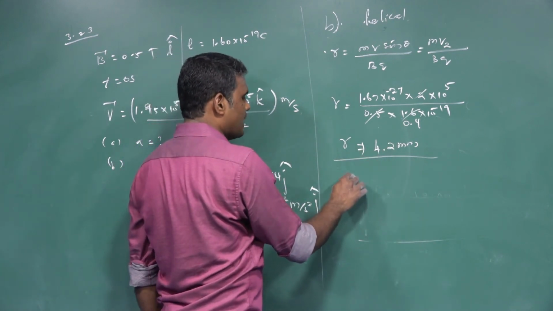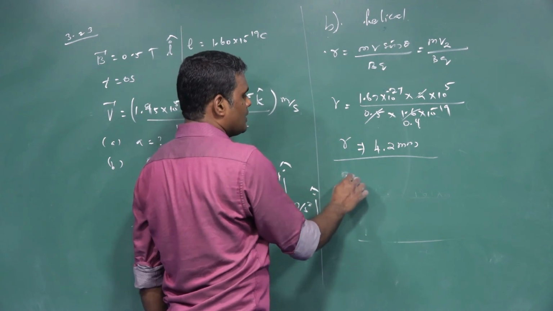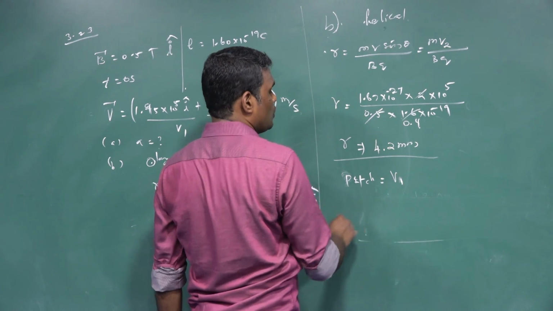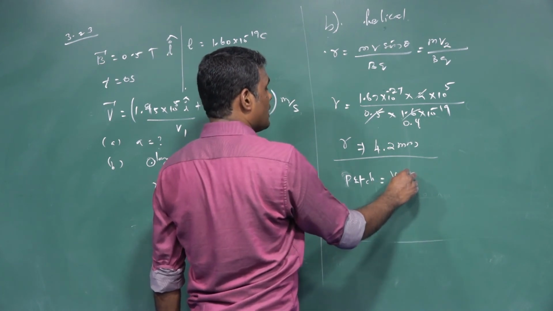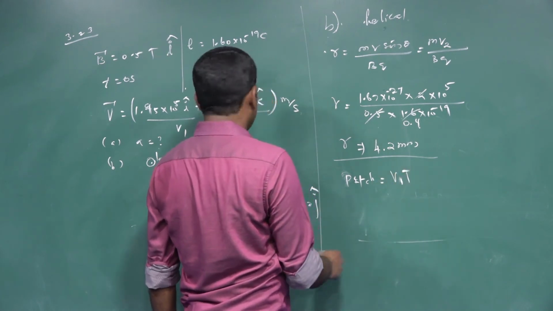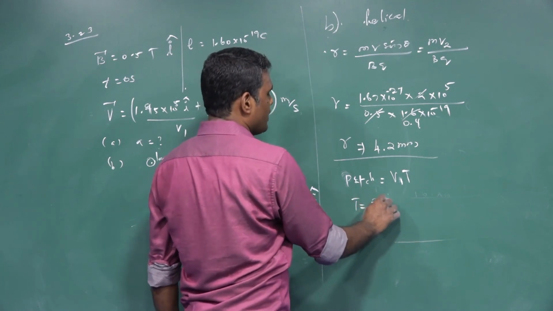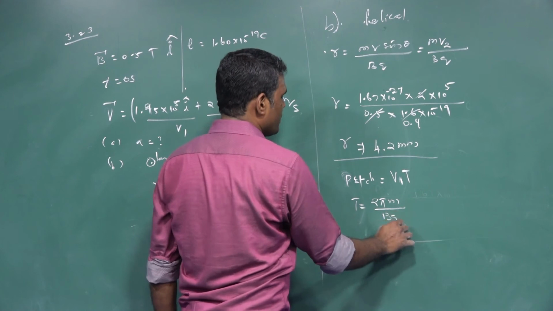Then they are asking you to calculate the pitch. In order to calculate the pitch, we need two things, one is v1 and the other one is the time period. v1 is there in the data itself. We need to know the value of time period. Time period is T equals 2 pi m by BQ.